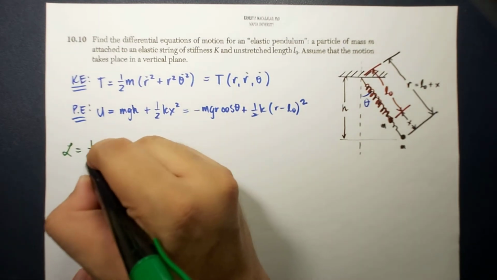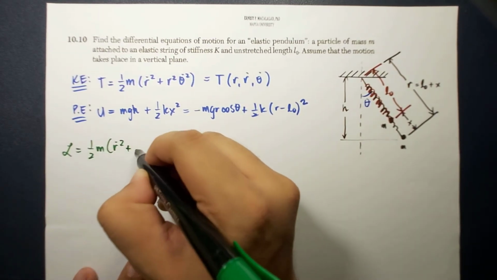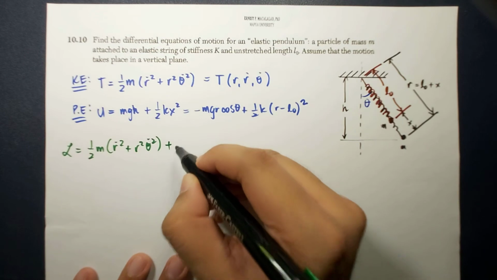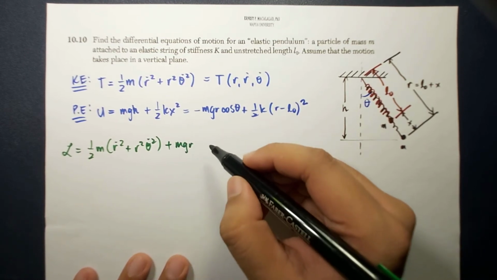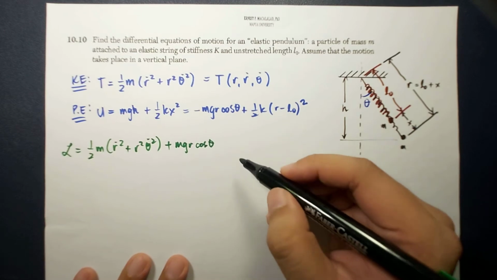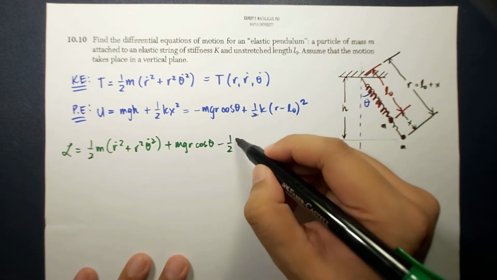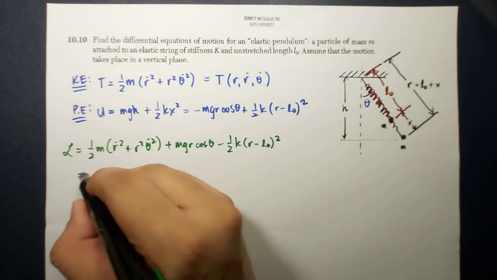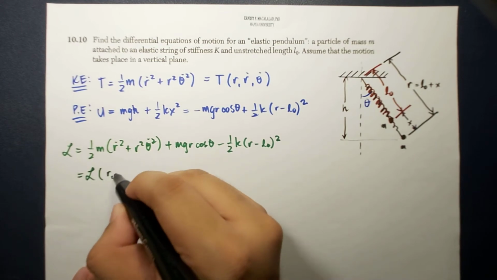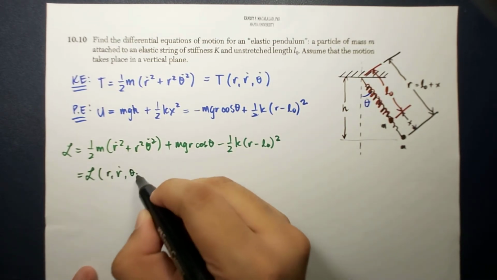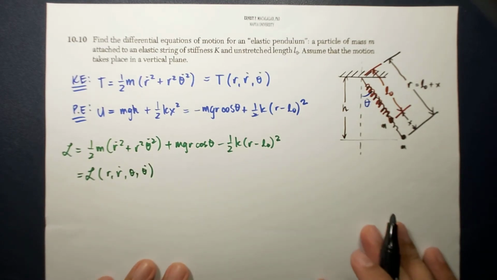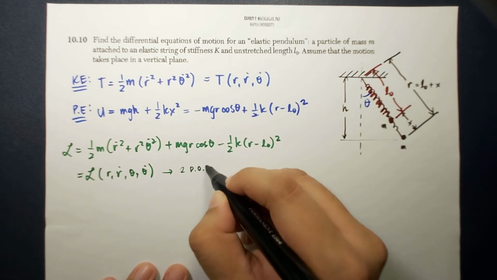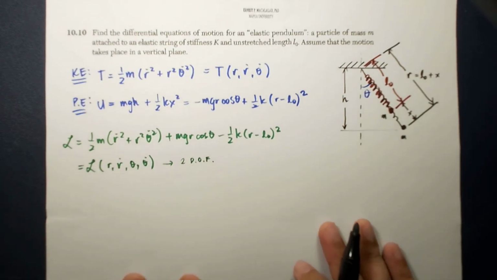So this is 1/2 m (r dot squared plus r squared theta dot squared) plus mgr cosine theta minus 1/2 k times (r minus L naught) squared. So you notice that L, or Lagrangian, is a function of r dot, theta, and theta dot. So this suggests that we have 2 degrees of freedom. So therefore, we have 2 Euler-Lagrange equations.